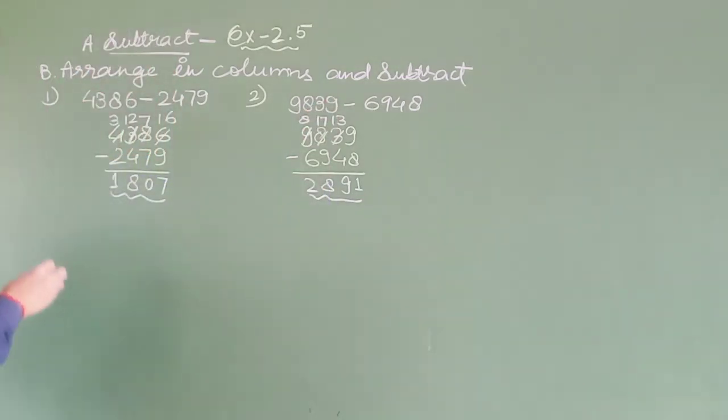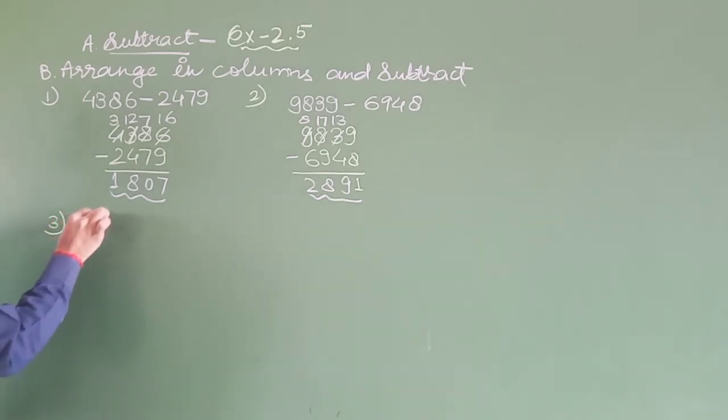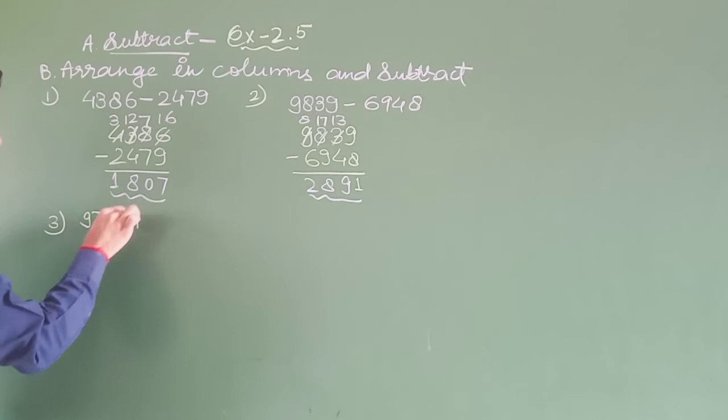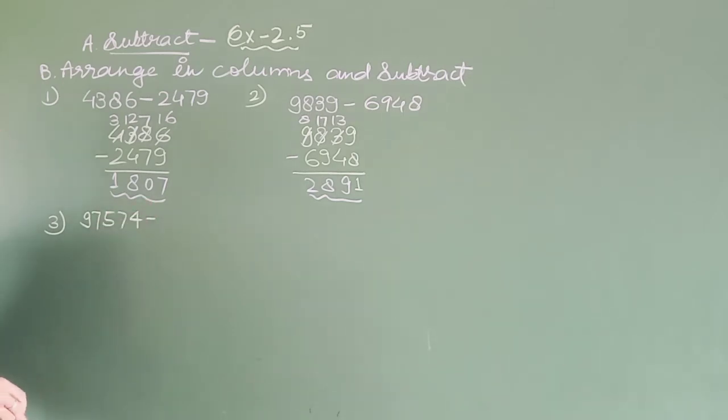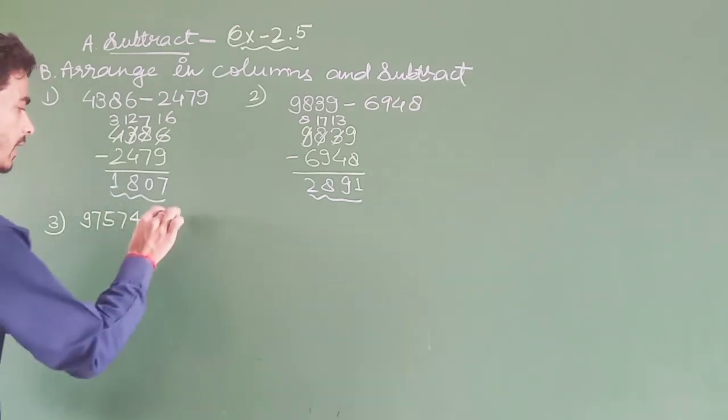That is question number 3. And the third one is 97,574 minus 96,992.